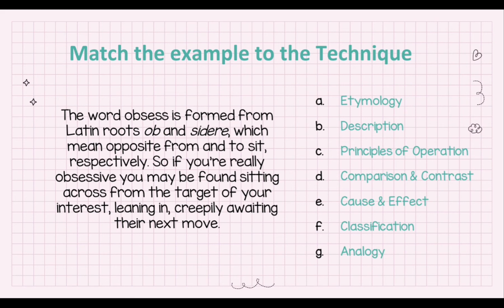So for this activity, I will be reading this definition and will identify what type of technique is used. So the word obsess is formed from Latin roots ob and sidere, which mean opposite from and to sit, respectively. So if you're really obsessive, you may be found sitting across from the target of your interest, leaning in creepily, waiting their next move. What technique of definition is used here? The answer is etymology, since we mentioned its Latin roots, so its historical roots, origin.